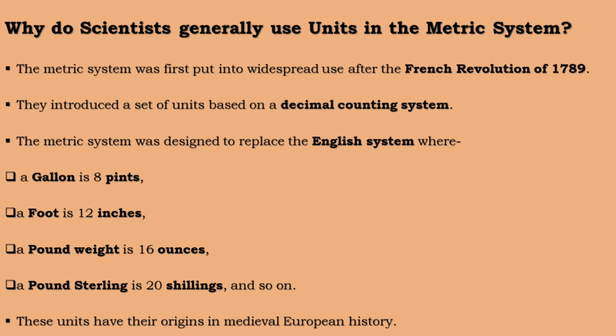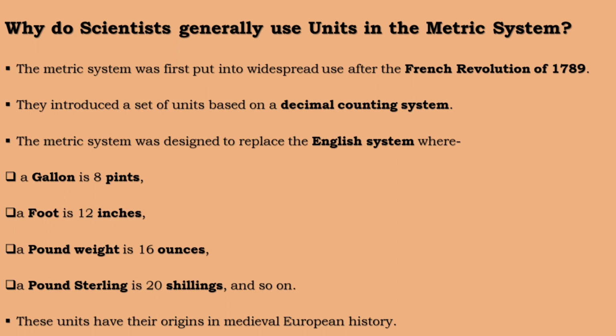As a part of this sweeping set of social changes, they introduced a set of units based on a decimal counting system. The metric system was designed to replace the English system, where a gallon is 8 pints, a foot is 12 inches, a pound weight is 16 ounces, a pound sterling is 20 shillings, and so on. These units have their origin in medieval European history, at a time when few people were literate or numerate. It was easier to have measurements that could be easily subdivided.